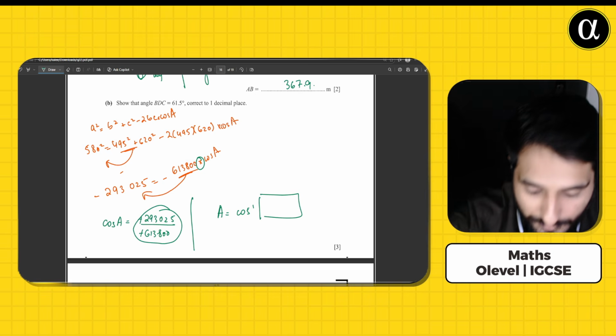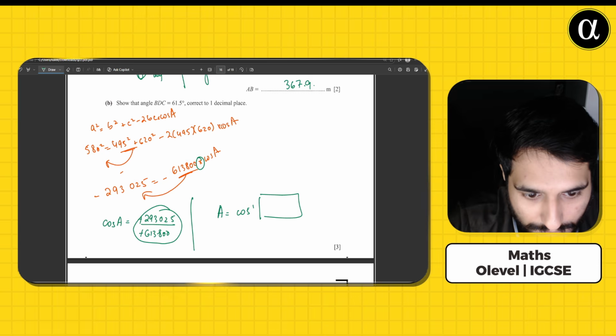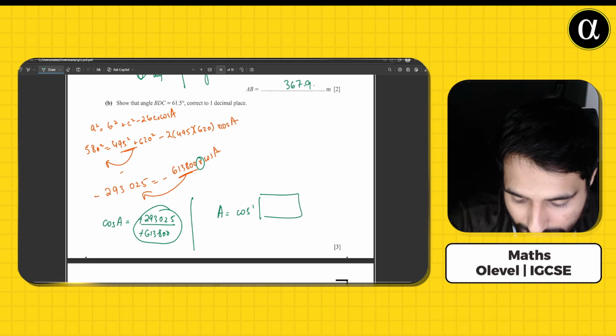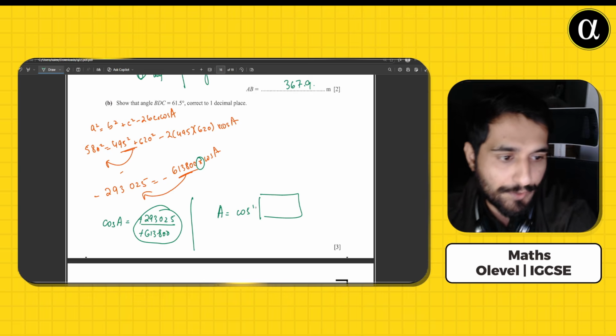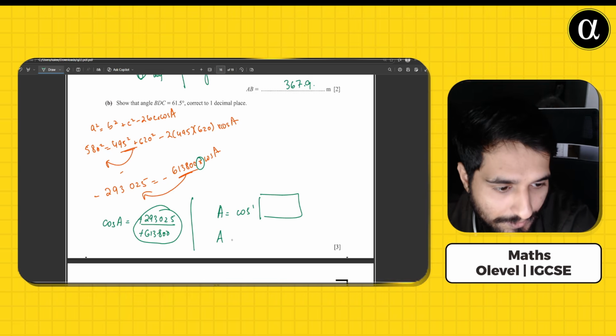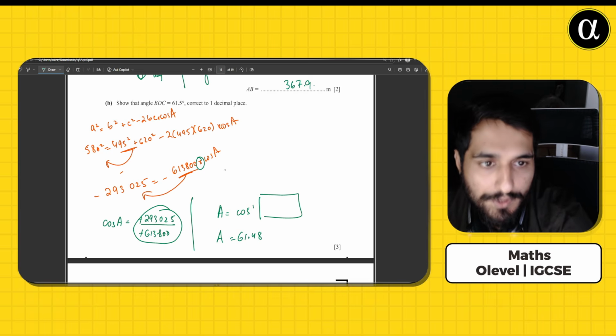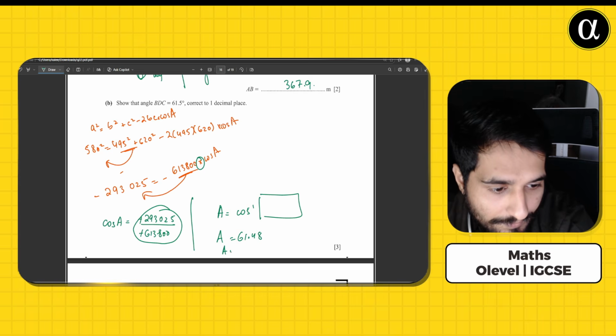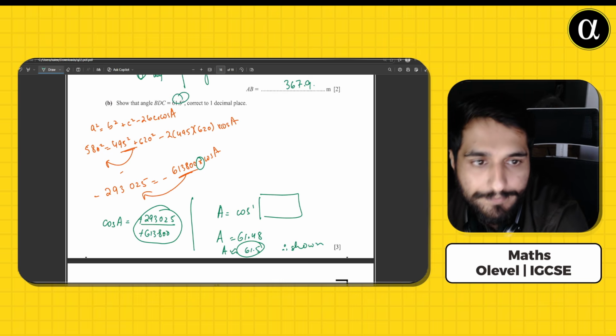So let's do cos inverse. Cos inverse is going to be 293,025 upon 613,800. Let's see what the answer is. It turns out to be 61.48, and A turns out to be 61.48, which is rounded off to 61.5. It will be 61.5, and it is shown as the examiner demanded.